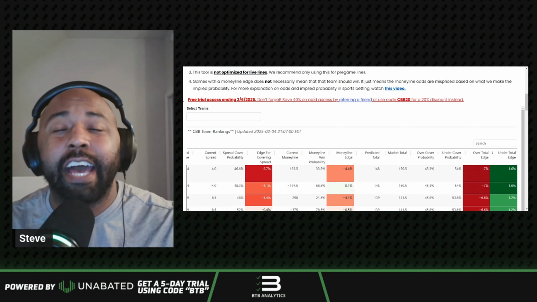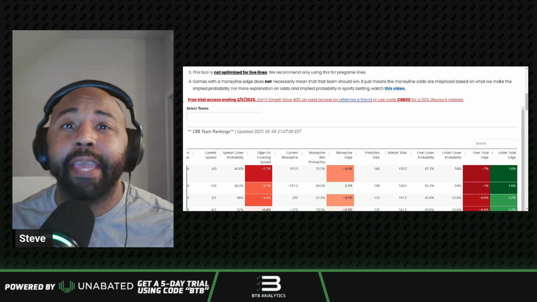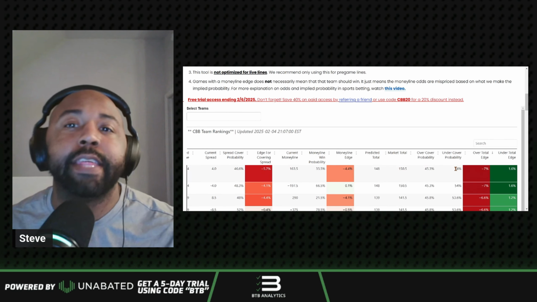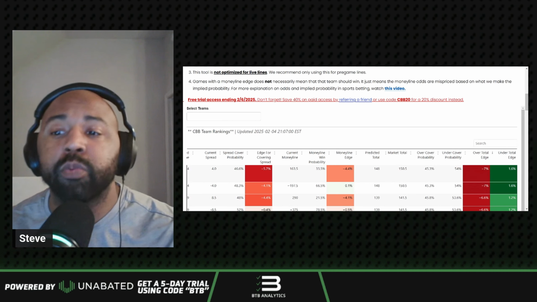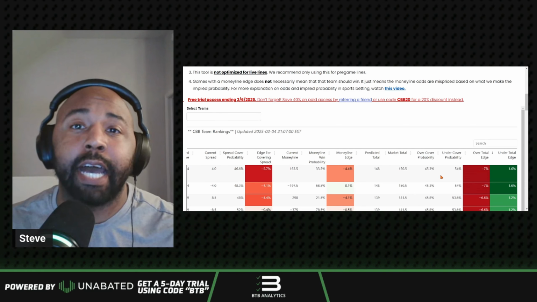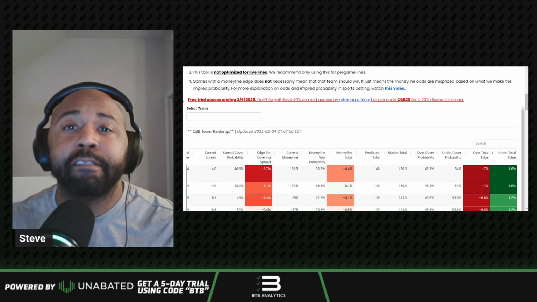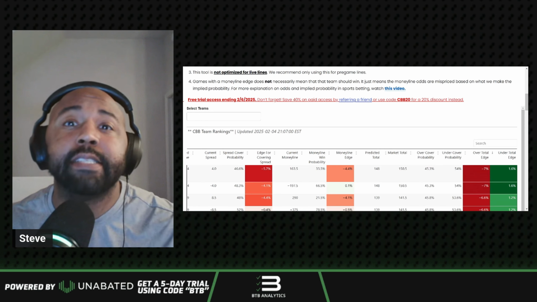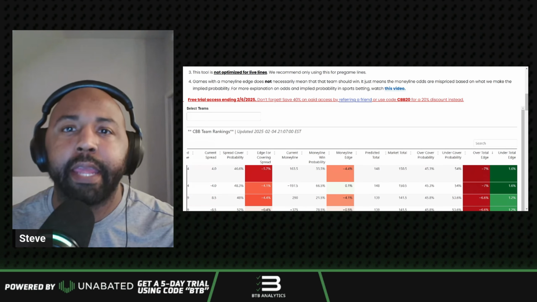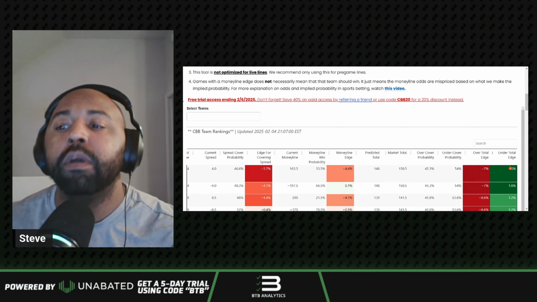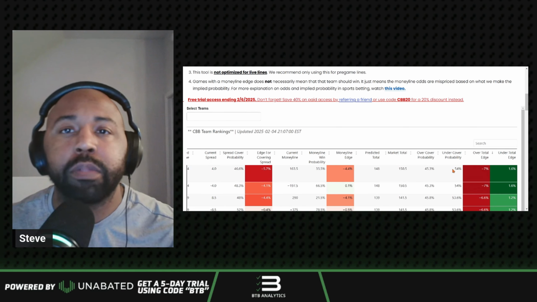Again, is 2.5 points enough to actually make a huge difference? We think that given these two numbers, this will cover 54% of the time. So there's an edge there because, again, anything higher than 52.4% is a positive EV bet if you're betting at minus 110 odds. So that's how you use the tool. That's how you interpret it.